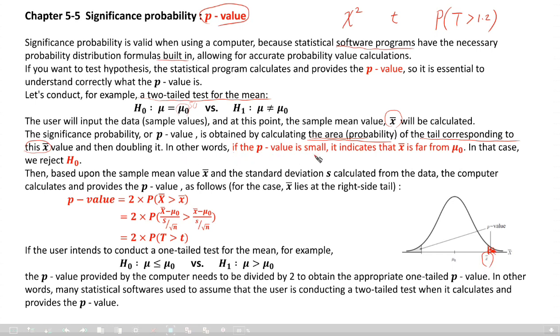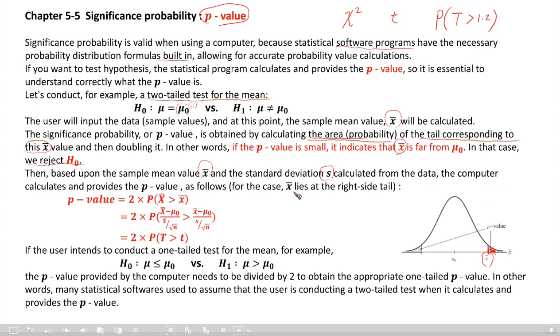If the p-value is small, it indicates that the sample mean value x bar is far from mu 0. Mu 0 is in H0. In that case, we reject H0. Understand that? Then, based upon the sample mean value x bar and standard deviation small s calculated from the data, the computer calculates and provides the p-value as follows.